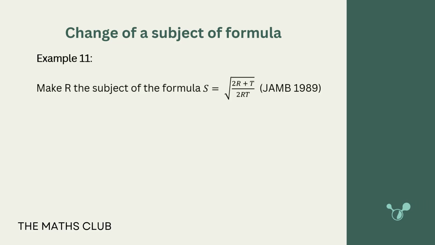Example 11 says that we should make r the subject of the formula from the equation s is equal to square root of 2r plus t all over 2rt. I want you to pause the video and try this out yourself. Welcome back. Let's solve it together.